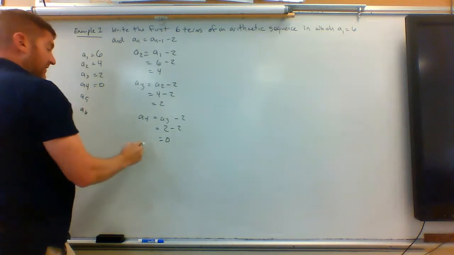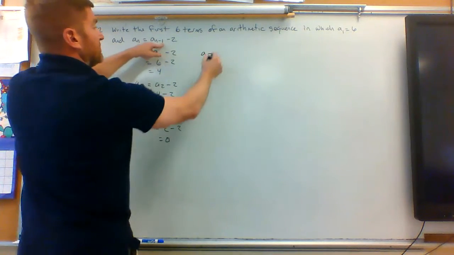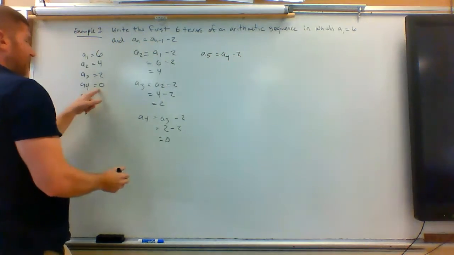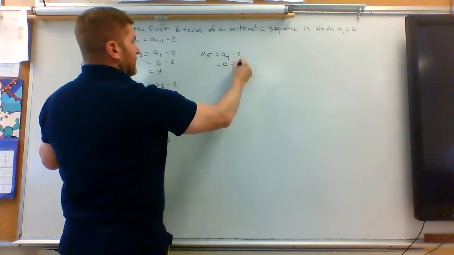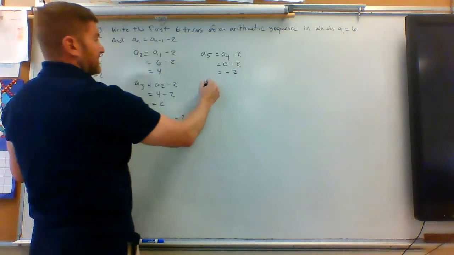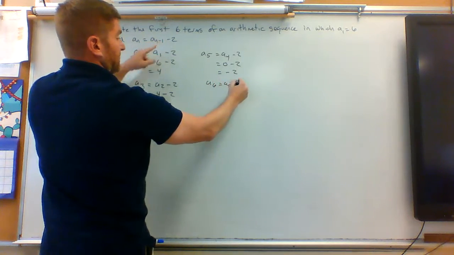All right, and now I got to find A5. Well, A5, that's 5 minus 1, which makes that the previous term, A4 minus 2. So the term of A4 is 0, and 0 minus 2 is negative 2. And then A6. A6, well, 6 minus 1 is 5, so that's the fifth term minus 2.